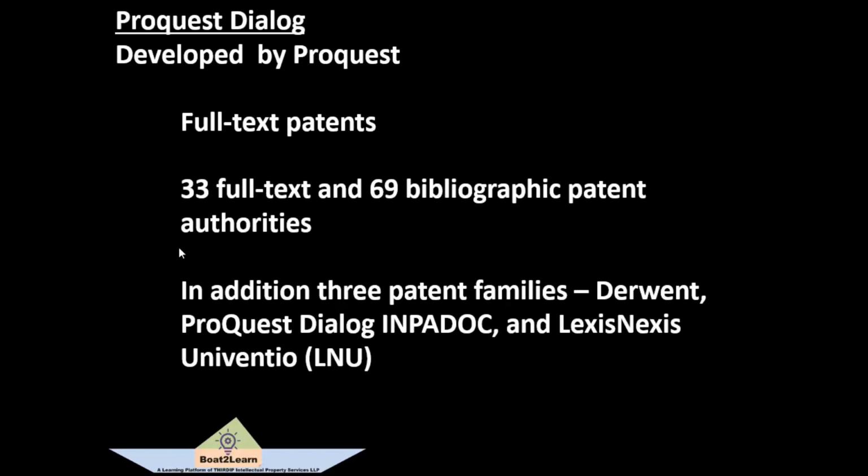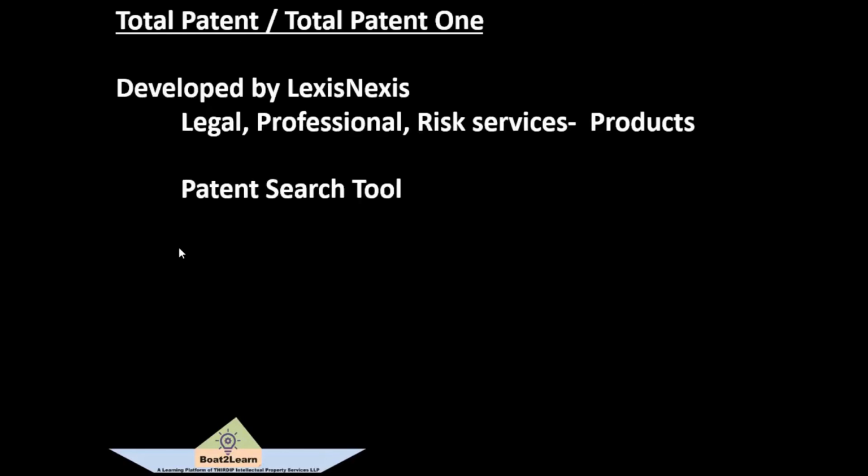Then Dialog is dedicated for patent and non-patent literature. It has 33 full text and 69 bibliographic patent authorities which can be searched through this database. And patent families like INPADOC, LexisNexis are also available. And Total Patent. Total Patent is also based on semantic search developed by LexisNexis. It is used for legal decision making, professional or risk services. Then it is also a search tool to look for patents and even the legal status or various product launching features in it.